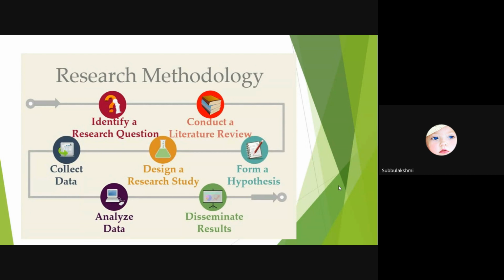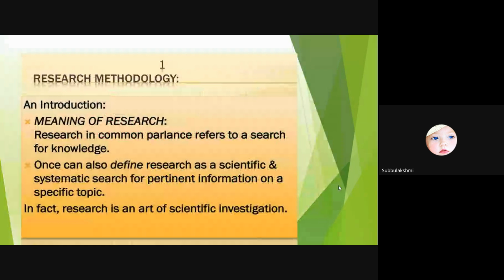So based on the analysis of the data, we come to a conclusion. We give a result for this, we give a solution for this. So these are the various steps involved in the conduct of a research. Okay. Next is a small introduction.